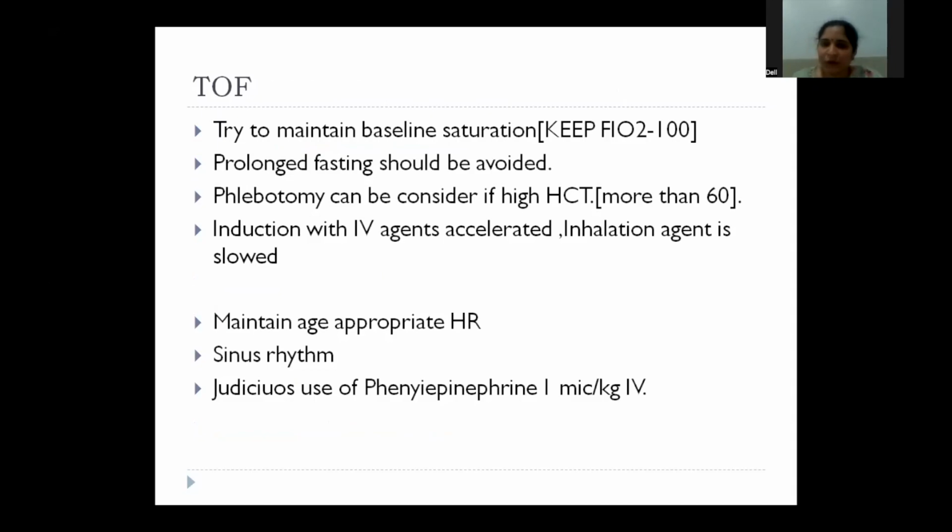Prolonged fasting should be avoided because dehydration can cause cyanotic spells. If the patient's hematocrit is more than 60, we can do phlebotomy. We can remove the blood and rehydrate the patient with RL. Induction with IV agents is accelerated rather than with inhalation agents because there is less pulmonary blood flow. The drug of choice for induction in Tetralogy of Fallot is injection ketamine, with small doses of fentanyl and midazolam. We have to maintain the heart rate and sinus rhythm. Phenylephrine is a wonder drug to manage Tetralogy of Fallot, to keep the SVR and blood pressure maintained.